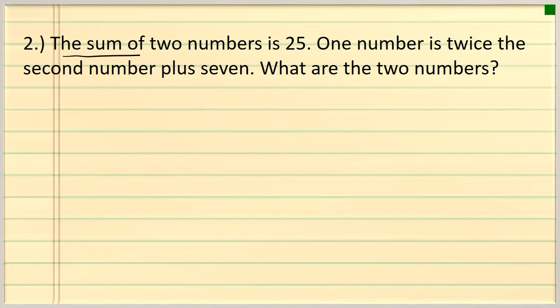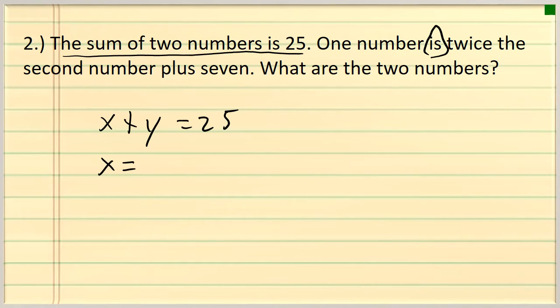Well, the first sentence is very similar to the first sentence in the other word problem that we did. Sum of two numbers, X plus Y, is 25. But the second sentence is different. It says one number is twice the second number plus 7. So does it matter if I choose X or Y for one number? No. I'm going to say X as the first number, and there's that word is right there. X is equals twice the second number. Well, the second number is Y. So 2 times Y plus 7.